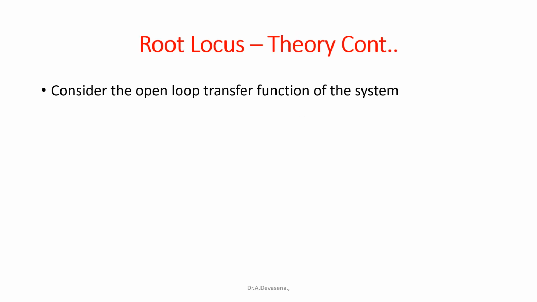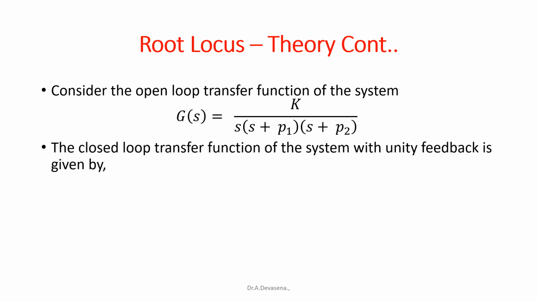Consider the open loop transfer function of the system, G(s) = K / [s(s+p1)(s+p2)]. The closed loop transfer function of the system with unity feedback is given by C(s)/R(s) = G(s) / (1 + G(s)).